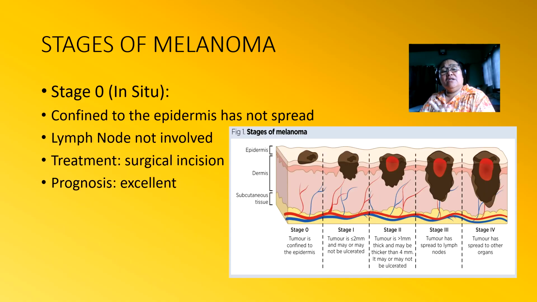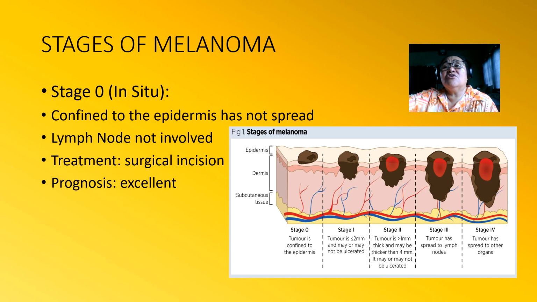Okay, so let's go now to the stages of melanoma. Melanoma is staged from stage 0 to stage 4 based on the size and thickness of the tumor, the presence of ulceration, the lymph node involvement, and whether the cancer spreads or metastasizes. Staging helps determine the most appropriate treatment and prognosis.